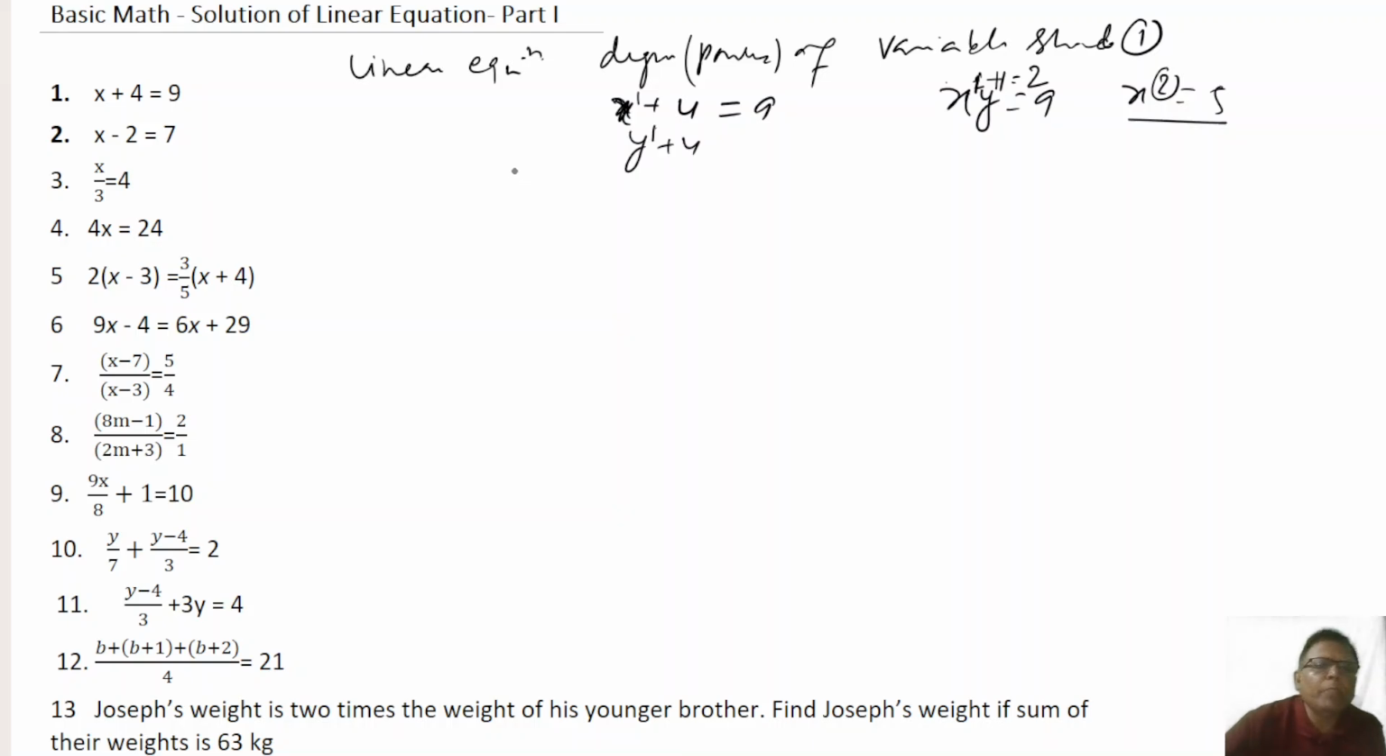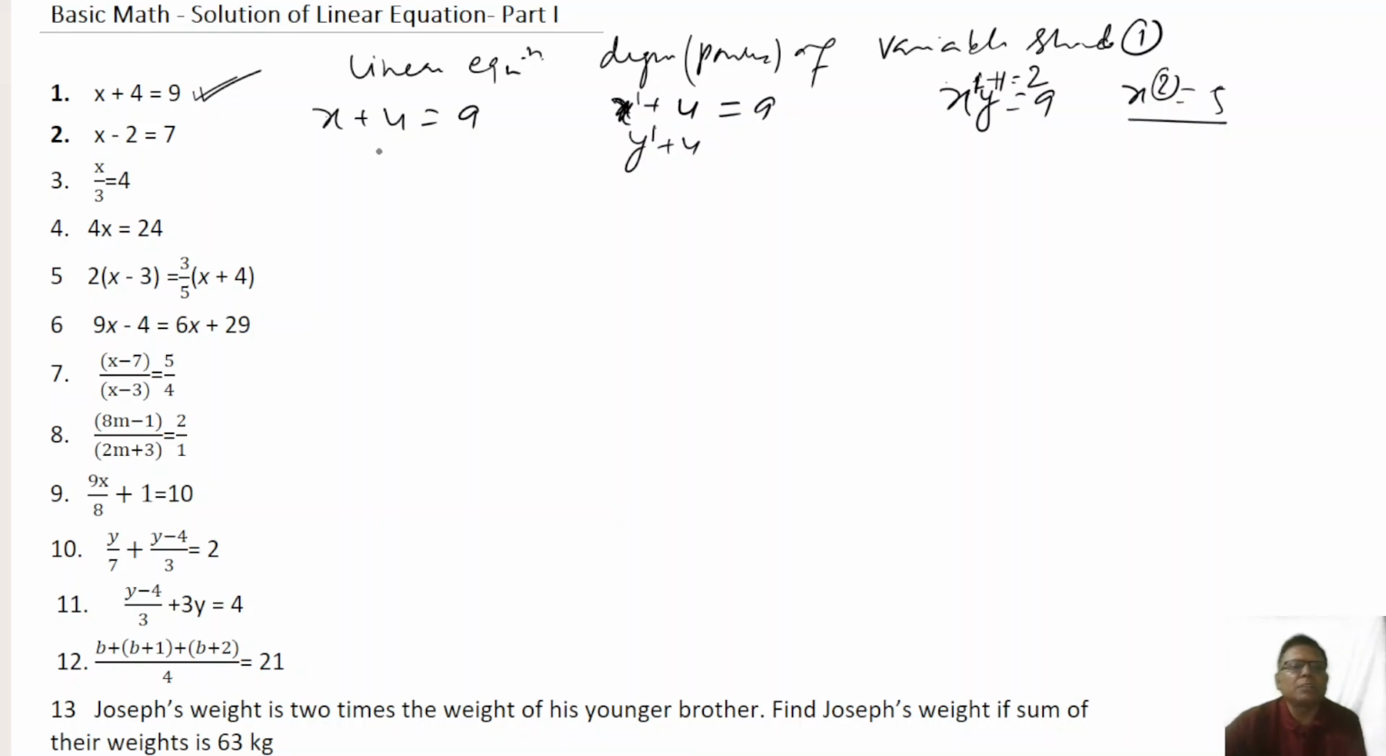To solve a linear equation with one variable, only one equation is enough. But if there are 2 variables, then two equations will be required. So here we'll learn how to solve the linear equation with one variable. First is x plus 4 is equal to 9.